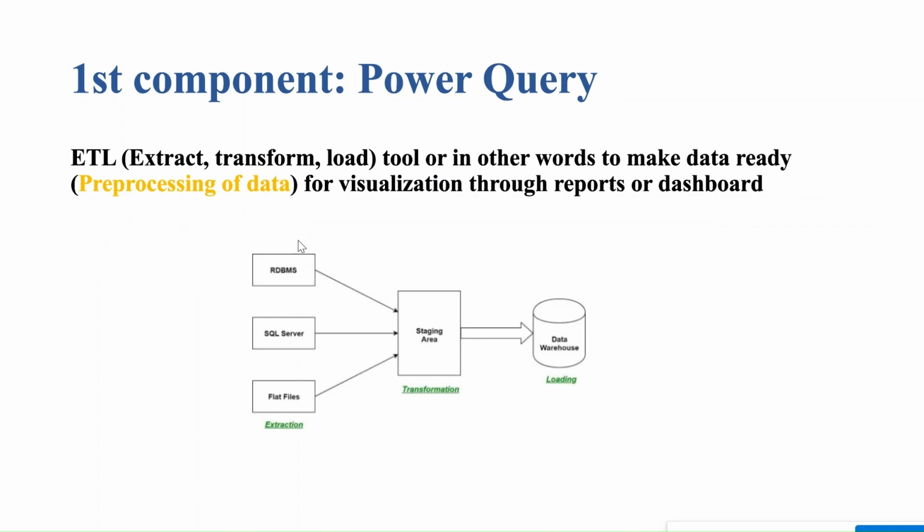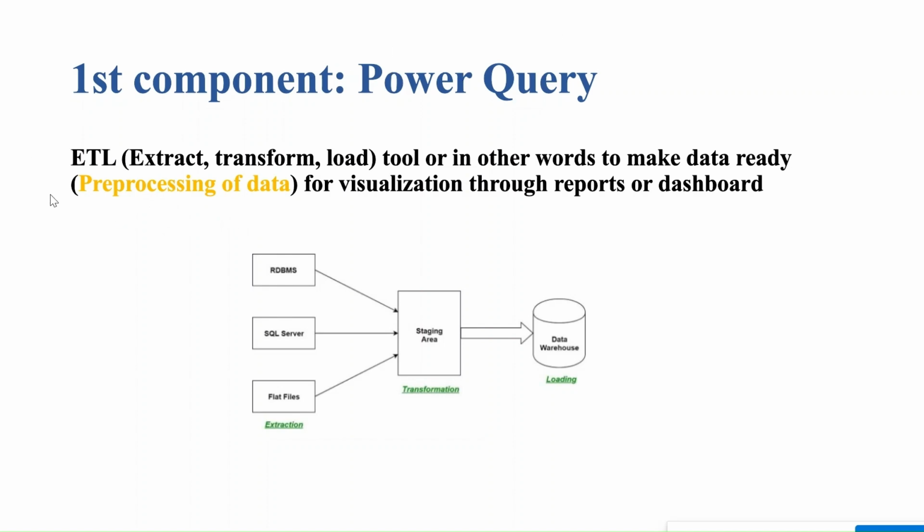Power Query is used to perform pre-processing of the data. We know that before we perform the analysis of the data, or before people visualize our data with the help of reports and dashboards, it's very important to pre-process our data. Pre-processing involves many things, because the data may be unclean, the data may have a lot of noise, the data may be missing. All these things we do in the first component, which is called Power Query.